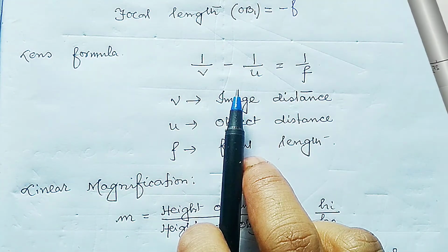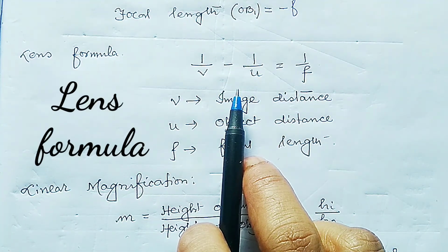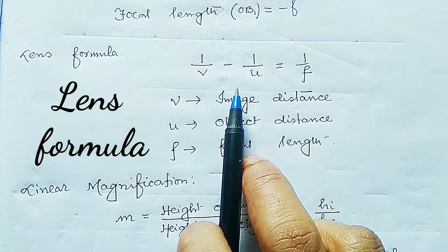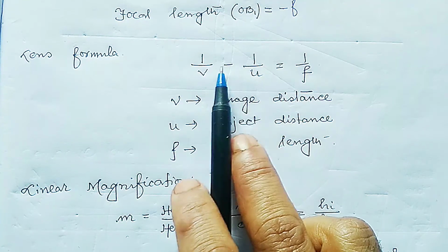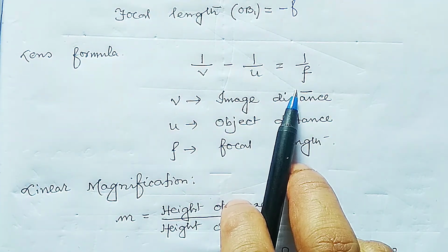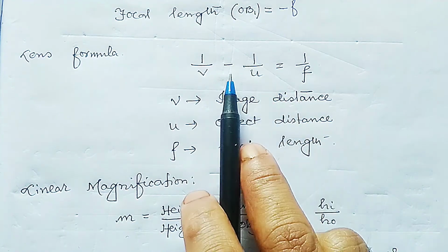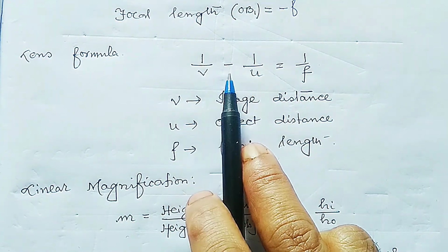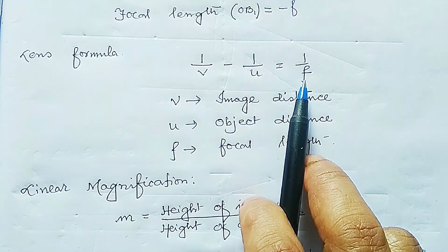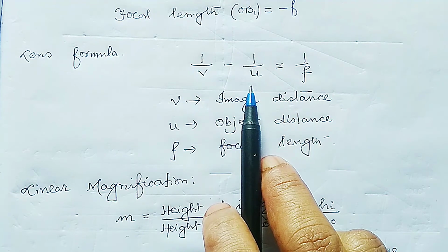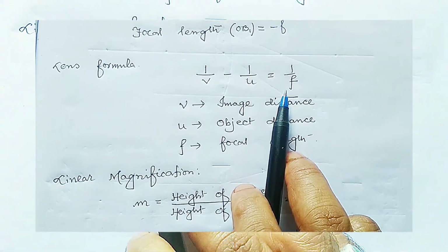A formula which gives a relationship between object distance, image distance and focal length of the lens is called the lens formula. Now the lens formula is 1 by V minus 1 by U equals 1 by F. In case of the mirror formula it was plus, and in case of a lens it is minus. So 1 by V minus 1 by U equals 1 by F, where V is the image distance, U is the object distance and F is the focal length of the lens.